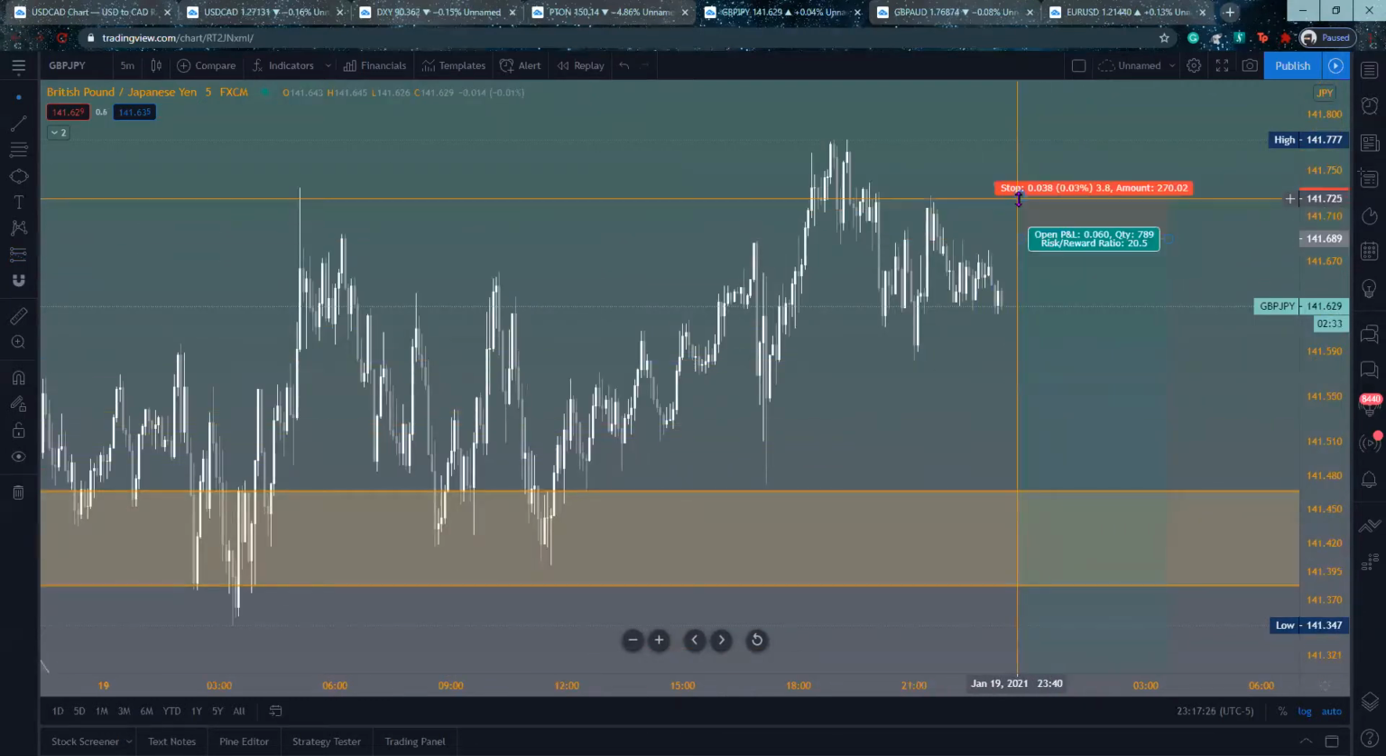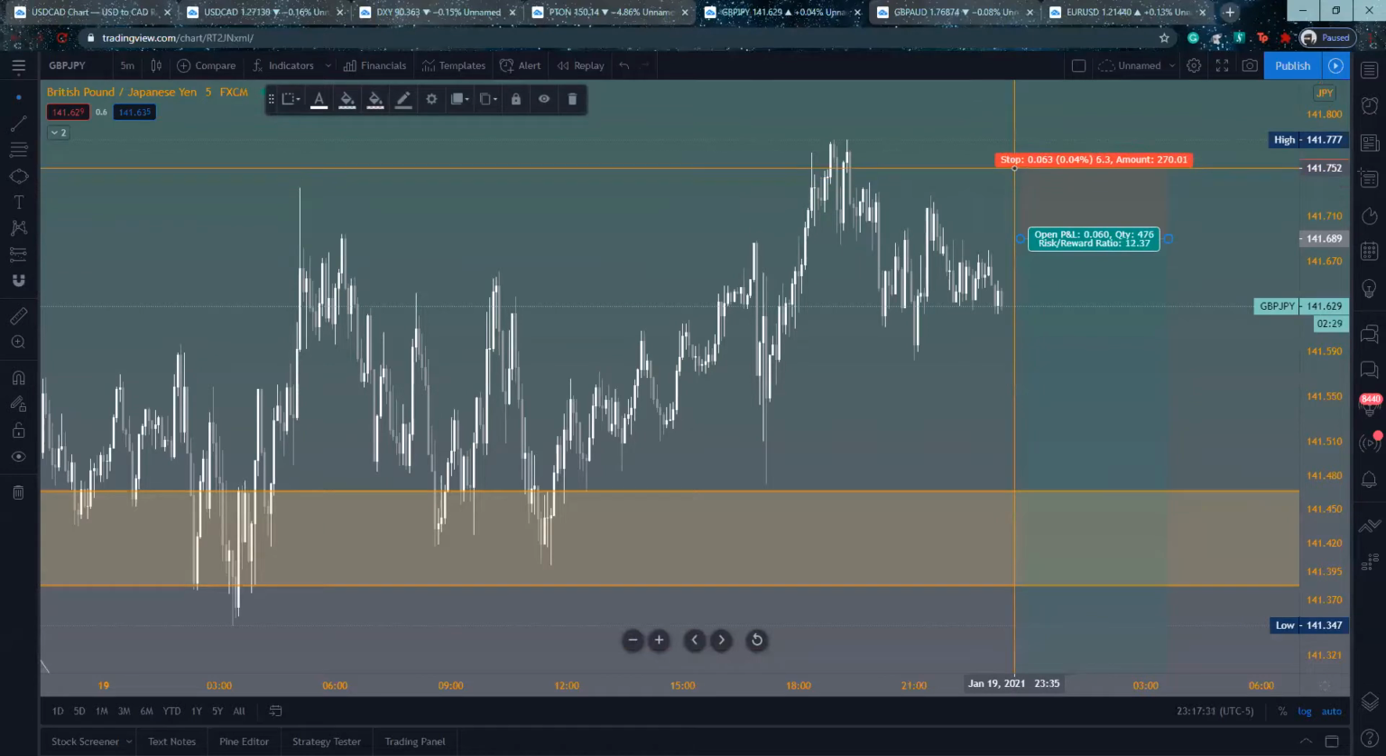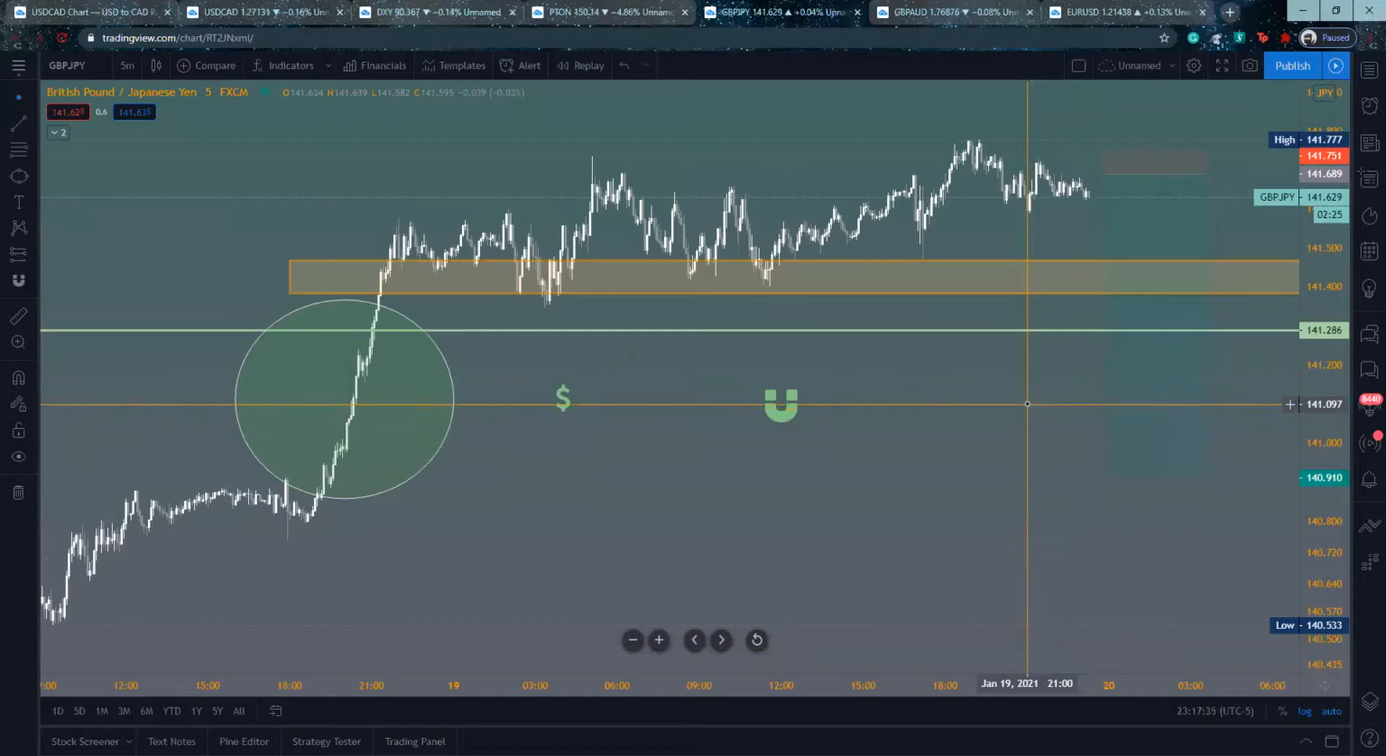So it'd be around 77 pips, not bad. I think we can even extend our stop loss a little bit, around 6 pips, right? And I still think the 1 to 12 risk reward ratio is pretty good. I think Thursday it will happen. Yeah. I really don't think.